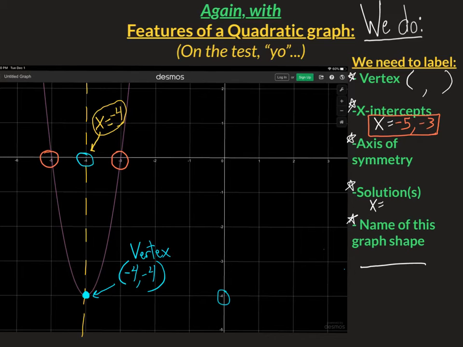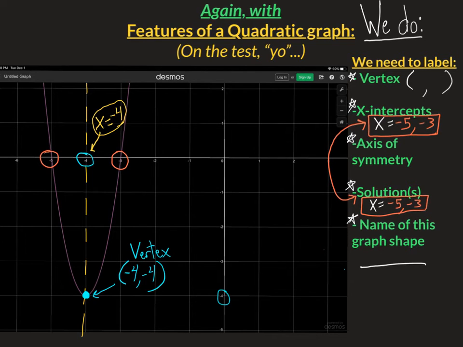Solutions. Did you find the solutions? And yes, hopefully, I was just seeing if you were paying attention, these are exactly the same. Our x-intercepts are the solutions, always. So we already know the solutions. They're -5 and -3. There's the solutions to this parabola.